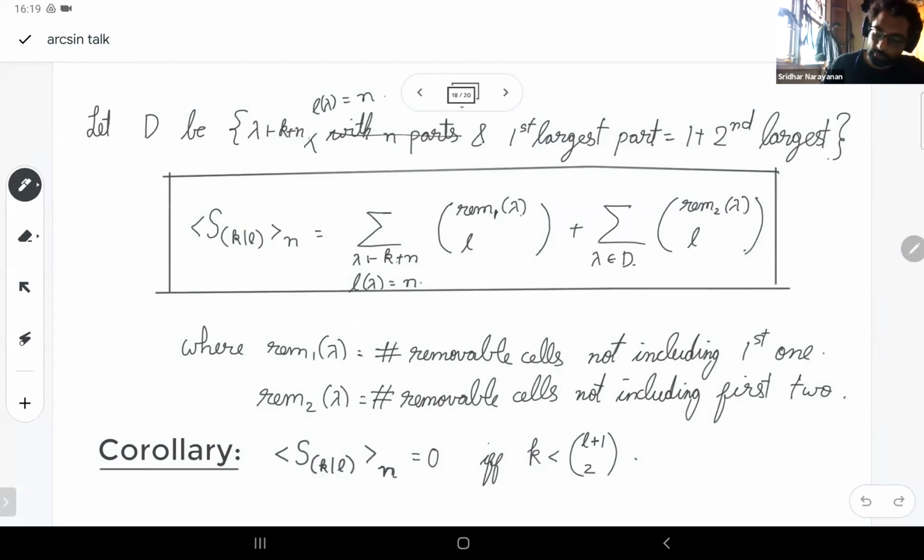So yeah, you have to count these two sums, where this rem2 is just all the removable cells, not including the first two. Because in the second one, the red line is not on the first, largest distinct part. It's on the second largest distinct part, right? And then you still have L left over to choose, which do not include the first two largest distinct parts, right? And similarly, you have this corollary that says that the moment is 0 if k is less than L plus 1 choose 2. And that just comes from the same type of condition as last time.